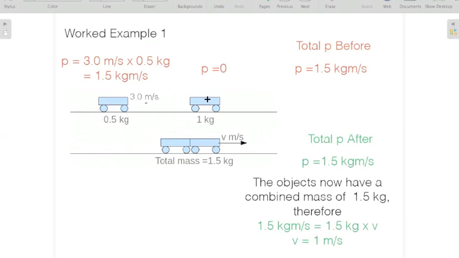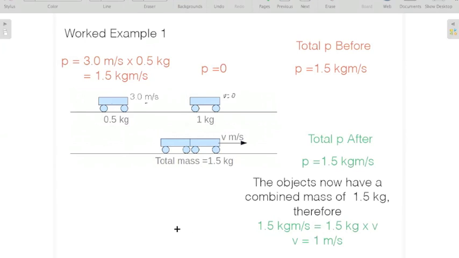And since this one is stationary, because V equals 0 for this one, the total momentum is 1.5 kilogram meters per second. Now afterwards, it moves off with some speed and we don't know, right? So that's why we have V equals something here. But we know that from the conservation of momentum, the momentum of the entire body would be 1.5 kilogram meters per second. The objects now have a combined mass of 1.5 kilograms.